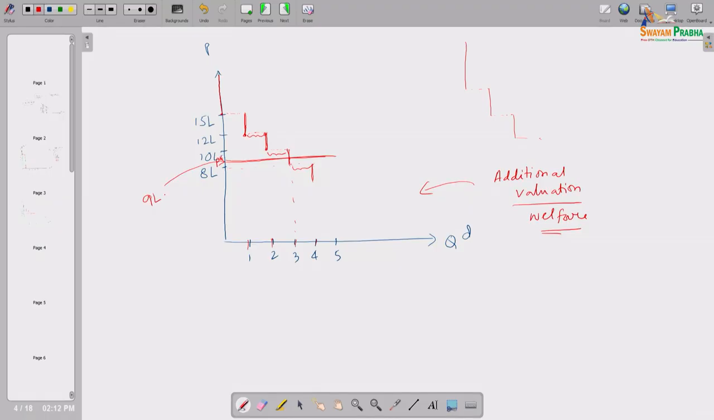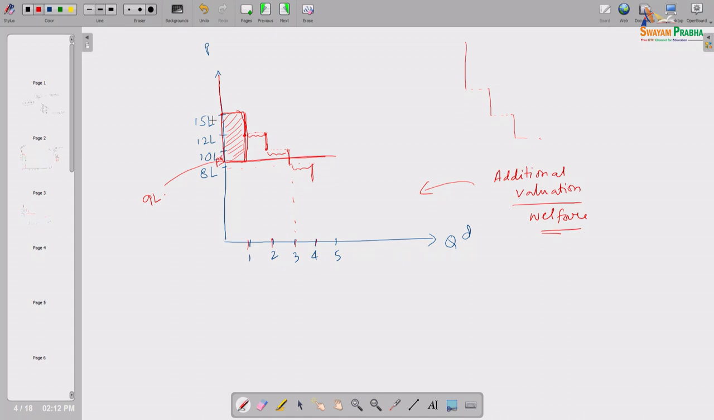So, essentially the first person, the person with the highest maximum willingness to pay, is generating this area of social welfare, his own individual welfare. Of course, he is a part of social welfare in this society. You try to understand what additional valuation means.